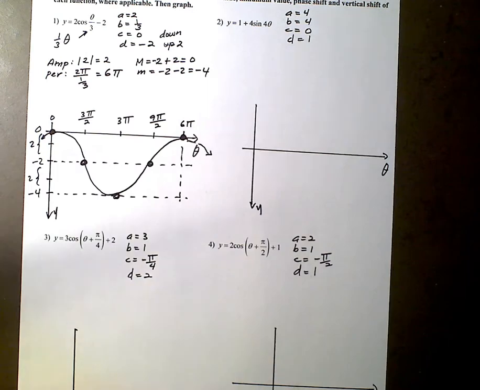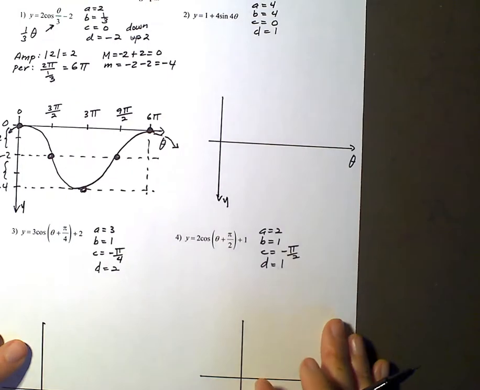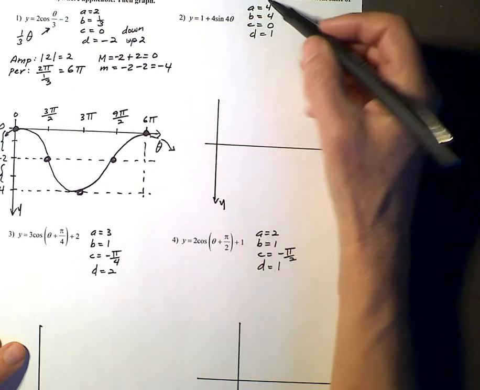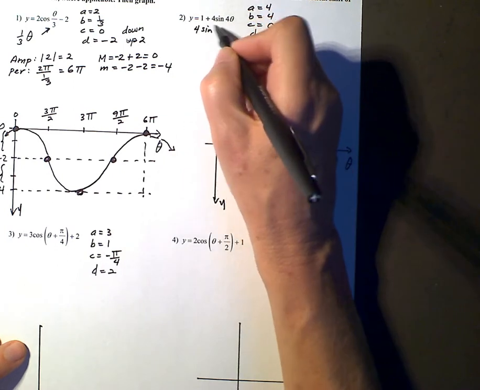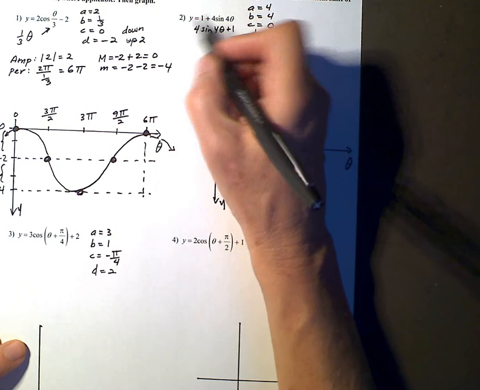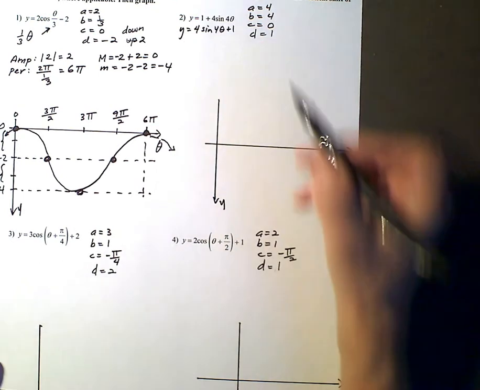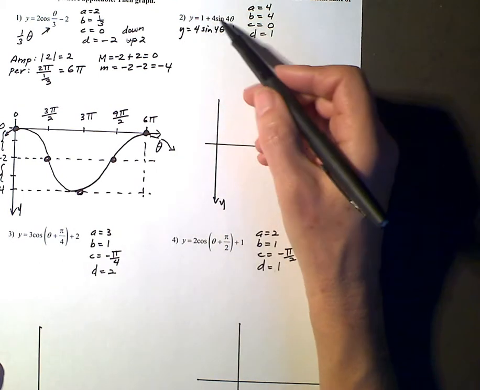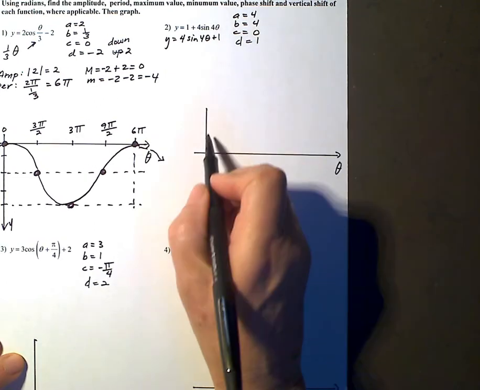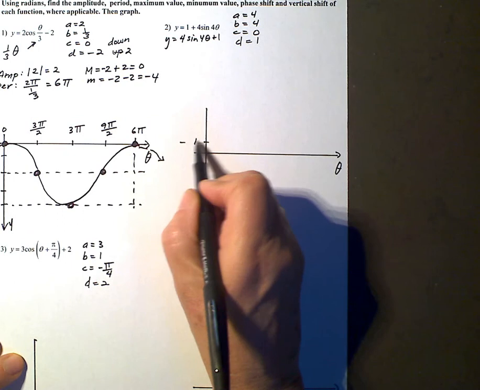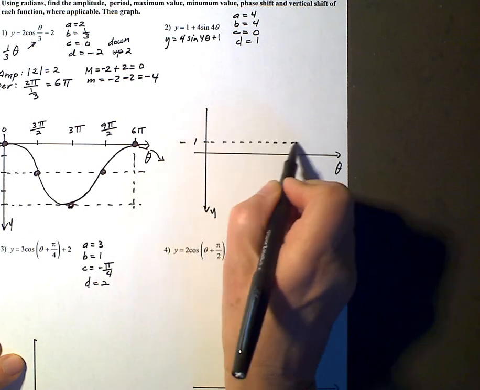Okay, and number 2, I've identified that this can be switched around to be 4 times the sine of 4 theta plus 1. We're used to seeing D over there. It doesn't matter if I add it in front or behind. So D is 1, so this whole thing is going to be shifted up. Its baseline is going to be up here at +1.